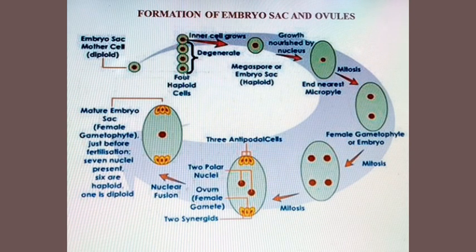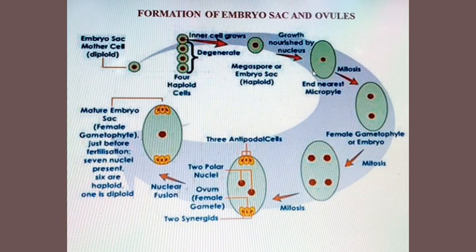Of these 4 haploid daughter cells, 3 of them degenerate, they do not develop, and only one is going to grow into a megaspore or a haploid embryo sac. This one is going to continue growing because it is nourished with nutrients obtained from the nucleus to form the end nearest the micropyle.